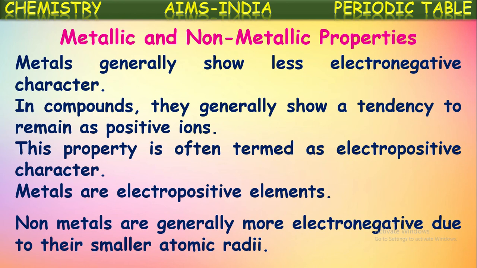Whereas non-metals are generally more electronegative due to their smaller atomic radii. So non-metals always try to attract or accept the electrons towards them because of their smaller size. This tendency is called electronegativity. So non-metals are electronegative whereas metals are electropositive.